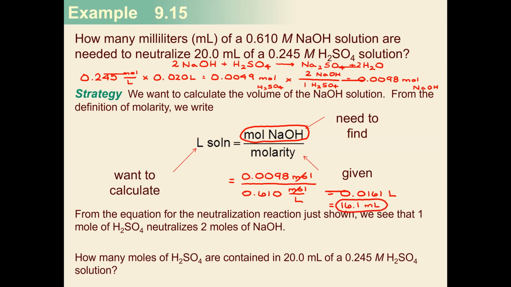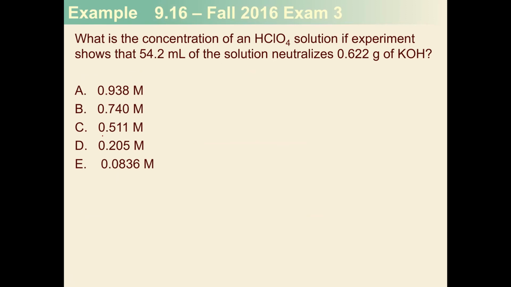So now you can see the importance of using your balanced chemical equation and then the definitions of your molarity in order to get the liters of solution that you need. Let's go ahead and try one final example for this video. What is the concentration of perchloric acid if the experiment shows that 54.2 milliliters of my perchloric acid neutralize 0.622 grams of potassium hydroxide? So the first thing that I want to do is go and get a balanced chemical equation.